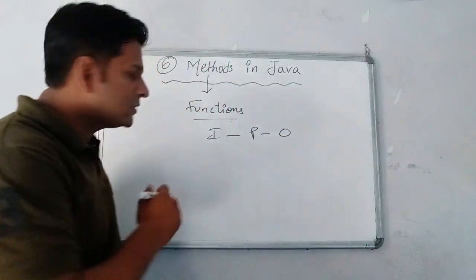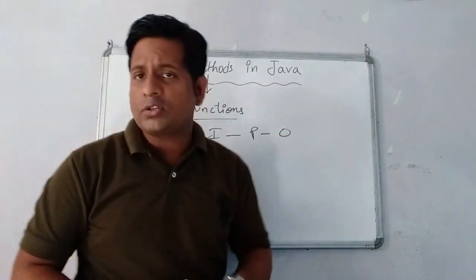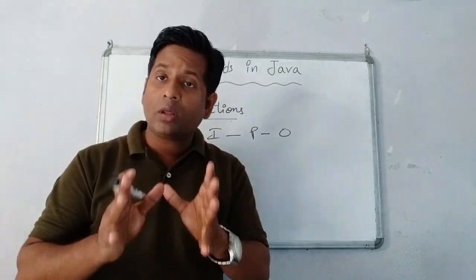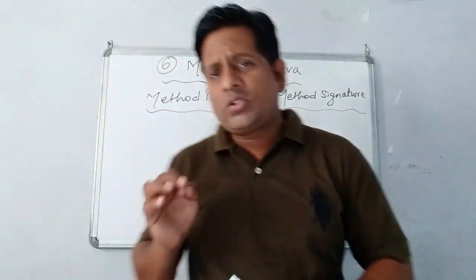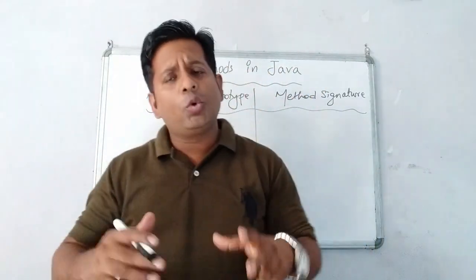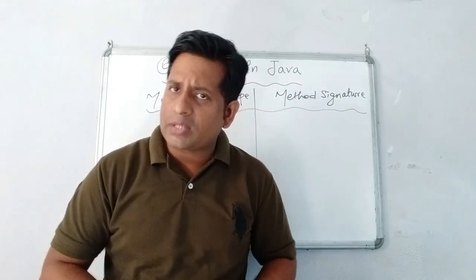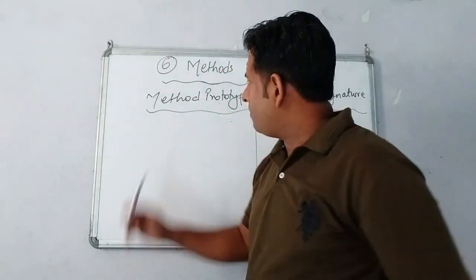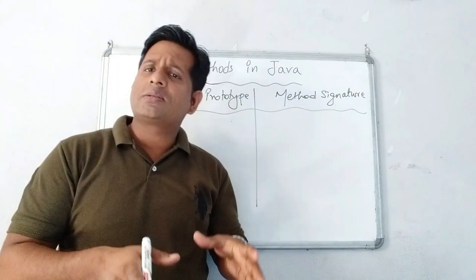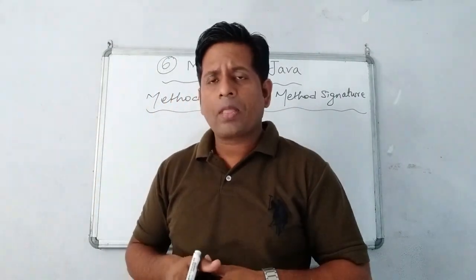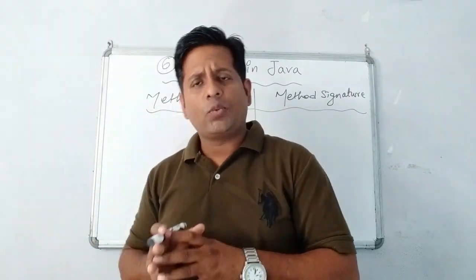Now see, children, some terms related to methods or functions which we need to know before doing the programs. These terms are very important before going into the programming sections. First of all, method prototype and method signature. Method is another name for function, so function prototype and function signature, you can say.